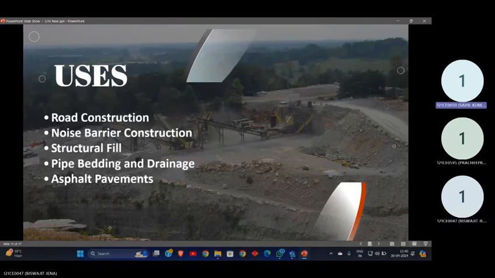Now let's talk about where we can use this RCA. There are several places where we can use this concrete. First is road construction, then noise barrier construction, structural fill, pipe bedding and drainage, asphalt pavements.